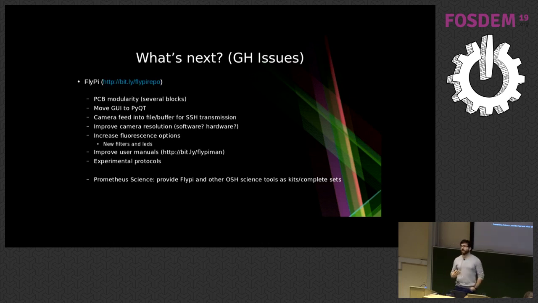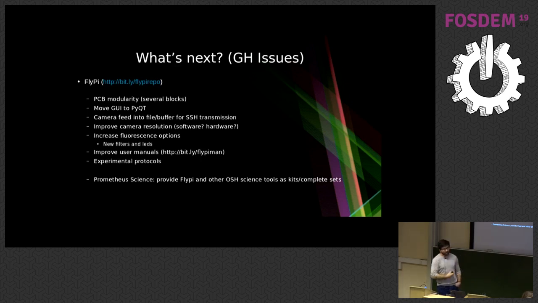Right now, because of the way the Pi camera is written, you cannot transmit the data directly via SSH. So we want to send all the camera feed into a file or a buffer or something like that to be able to control this remotely. Because right now you need the Raspberry Pi, a monitor, a keyboard, and a mouse. Right? If you would then instead have everything via SSH, you could have several Pis, several of these devices connected to one laptop, and you could have remote connection with it.